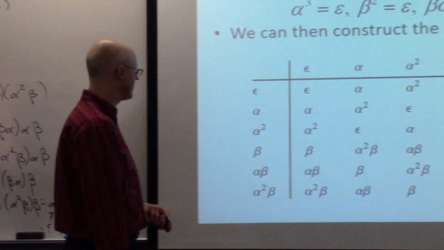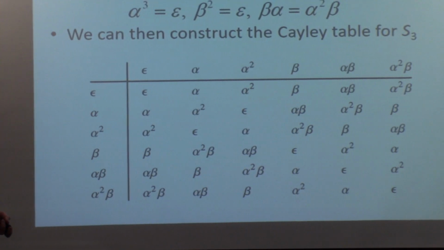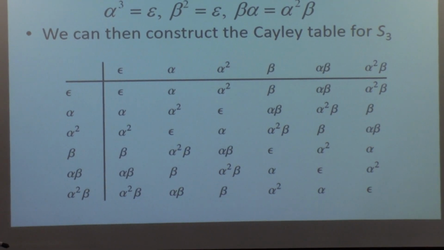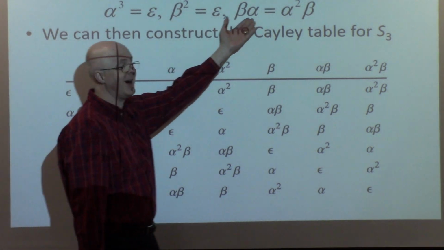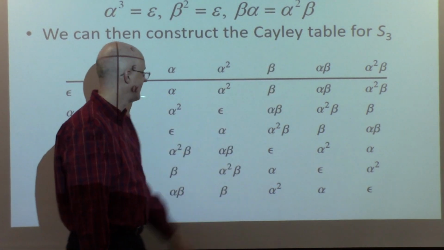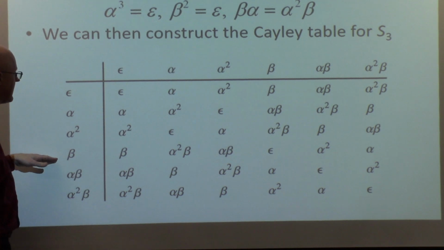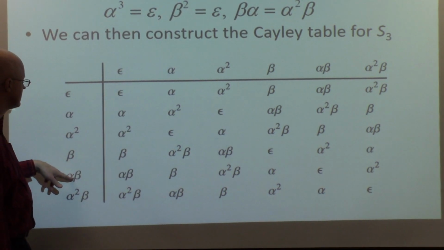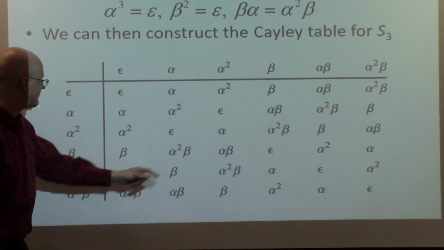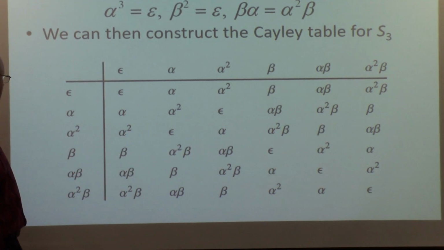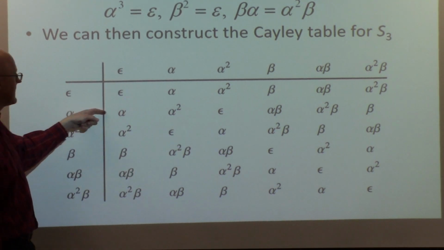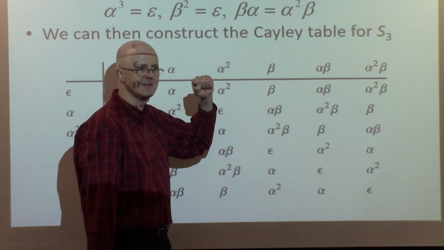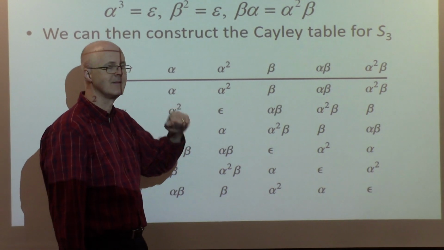Is the group commutative, abelian? No. For one thing, beta alpha is not alpha beta. For another thing, for example, alpha beta times alpha is beta, but alpha times alpha beta is alpha squared beta. It's not abelian.